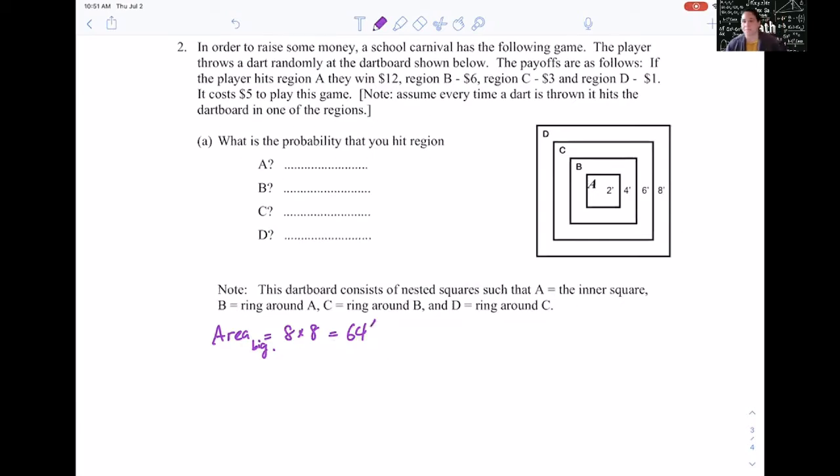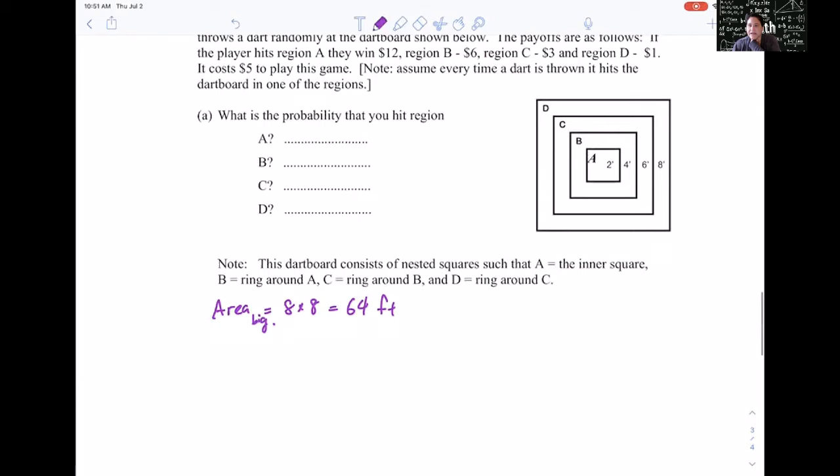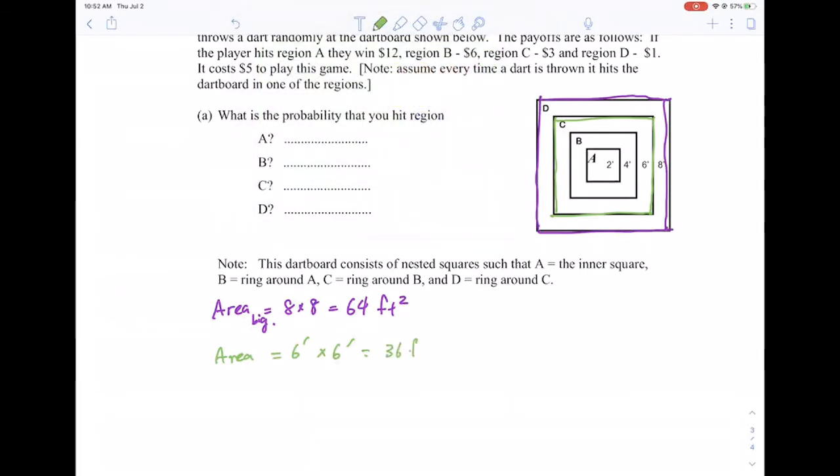And then we've got the next one. If you look, the next square in is the area of A, B, and C. So I'll just call that area A, B, C. So this is going to be 6 feet by 6 feet, so we'll get 36 square feet. Fantastic. Okay, let's keep going.